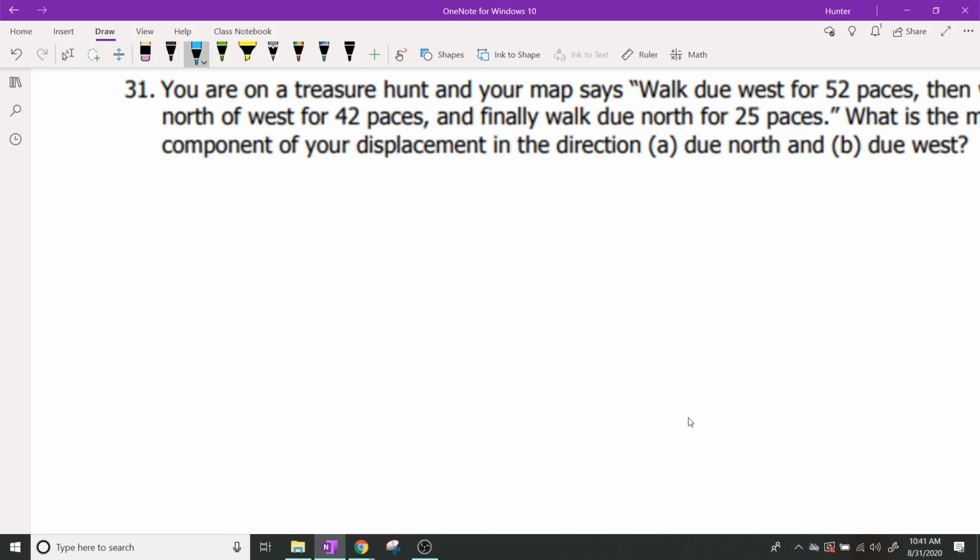All right, and it says walk due west for 52 paces. So we're going to walk this way, 52, right? Then it says we're going to walk 30 degrees north of west for 42 paces. So I'm going to make a different arrow that goes 42. That was supposed to be green, but whatever. 42, and this angle is going to be 30 degrees, right? Okay. And then last, we have to walk due north for 25 paces. So we're going to walk this way, and that number is 25.